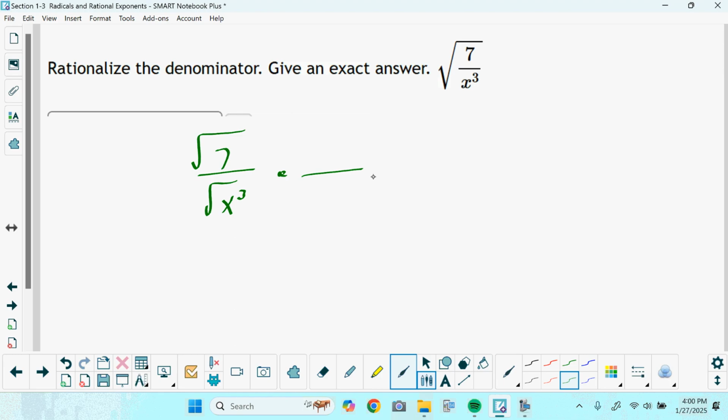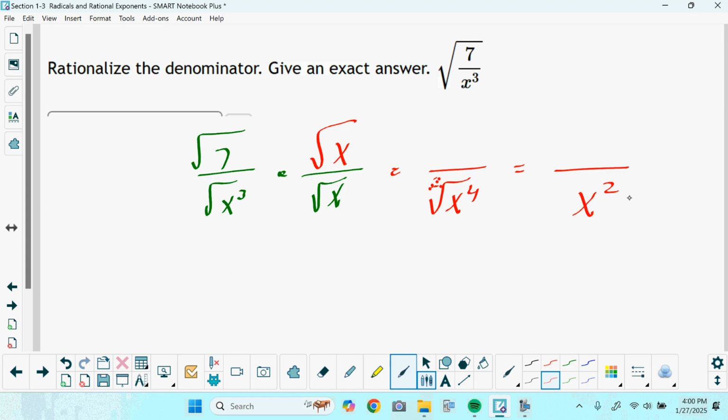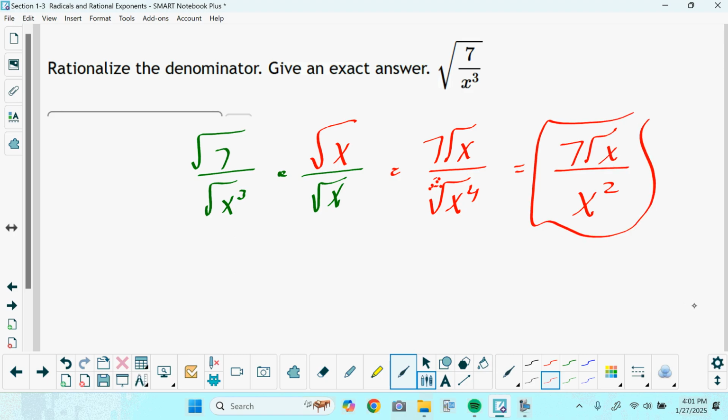I got 3 x's, so that's 1 more than 2, but 1 less than 4. But if I added another, if I said, okay, I'm going to do that, that's going to give me the square root of x to the 4th. Well, 2 will go into 4 2 times, and that leaves me 7 square root of x up top. And I can't simplify square root of x, and I can't simplify 7, so I'll just bring this over, and that's my answer. But the key to this is saying, okay, I've got x cubed.